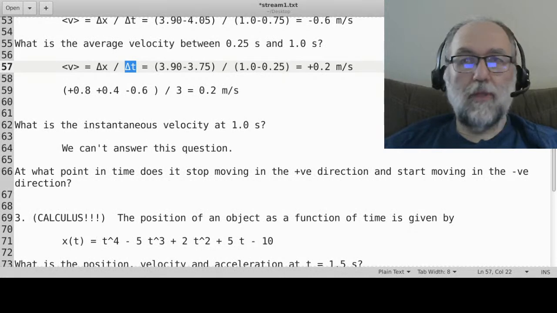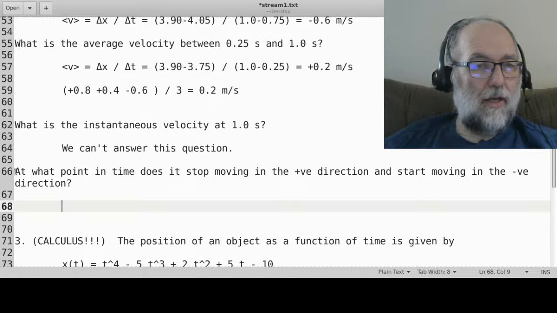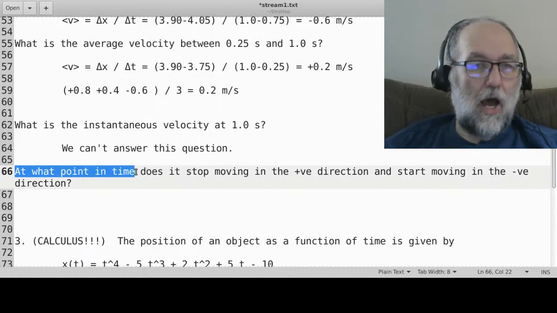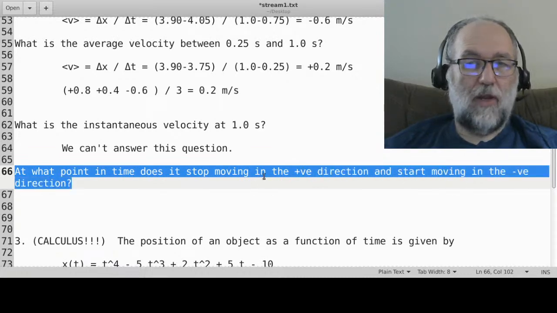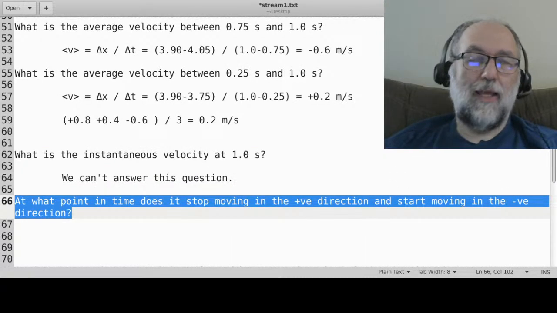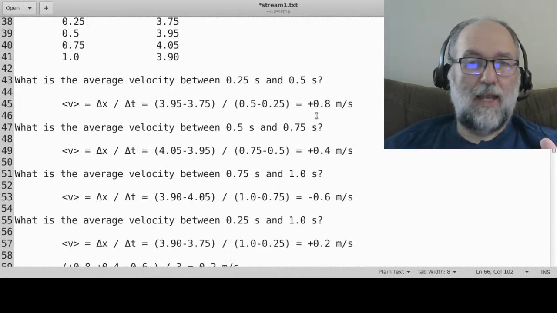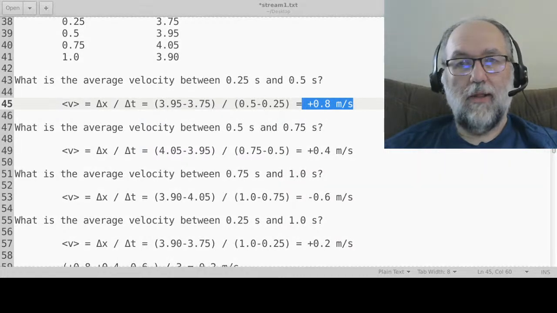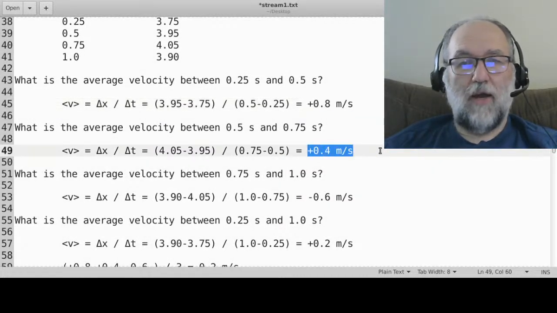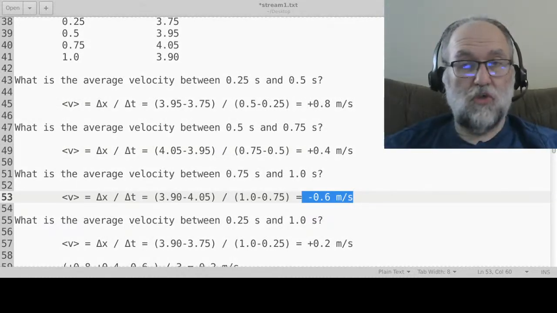All right, so there's another way you can actually get at this question. I ask, at what point in time does it stop moving in the positive direction and start moving in the negative direction? We know that at some point it has to switch between positive velocity and negative velocity because we see it happening here. During the first 0.25 seconds, it's traveling in the positive direction, and then it continues traveling in the positive direction, and then it's moving in the negative direction. So at some point, it must have turned around.